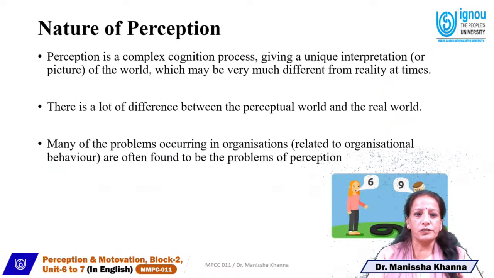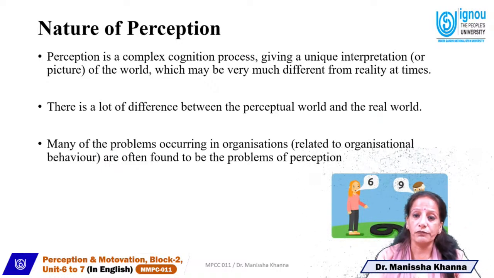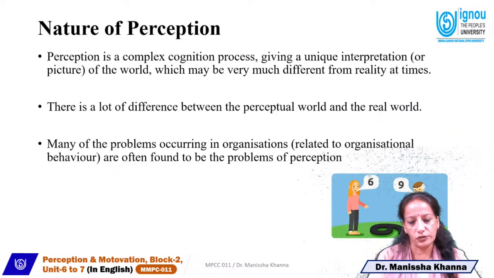The nature of perception is a very complex cognitive process. It gives a unique interpretation of the world, which may be very much different from reality at times. There is a lot of difference between the perceptual world and the real world. Many of the problems occurring in organizations are often found to be problems of perception.